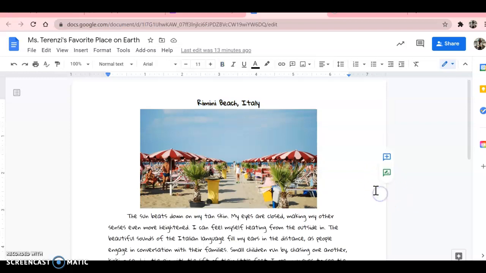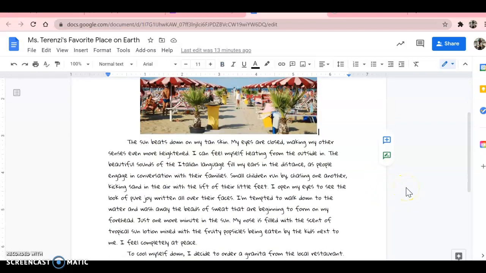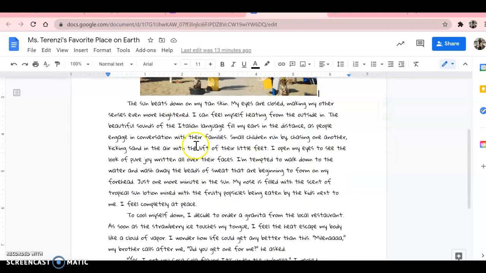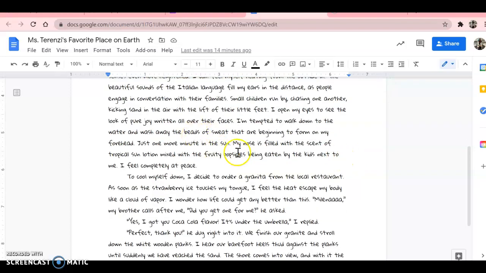Rimini Beach, Italy. The sun beats down on my tan skin. My eyes are closed, making my other senses even more heightened. I can feel myself heating from the outside in. The beautiful sounds of the Italian language fill my ears in the distance as people engage in conversation with their families. Small children run by, chasing one another, kicking sand in the air with the lift of their little feet. I open my eyes to see the look of pure joy written all over their faces. I'm tempted to walk down to the water and wash away the beads of sweat that are beginning to form on my forehead. Just one more minute in the sun.